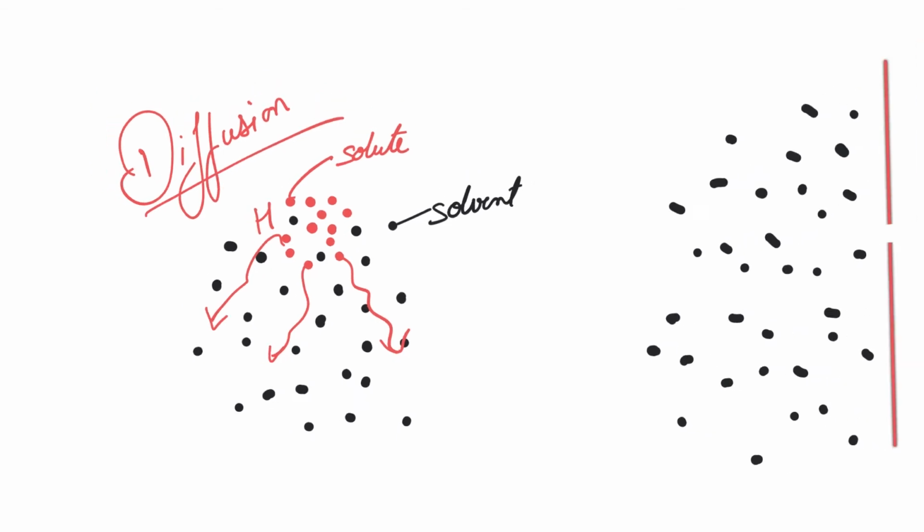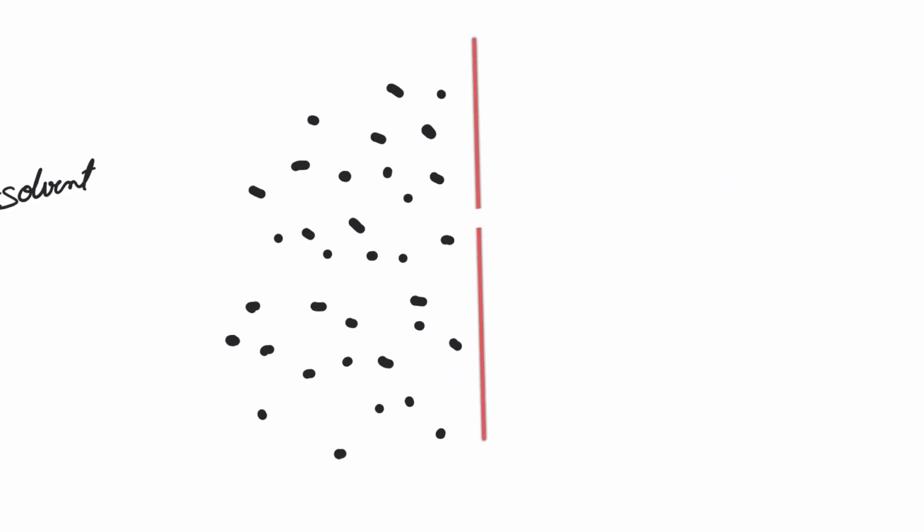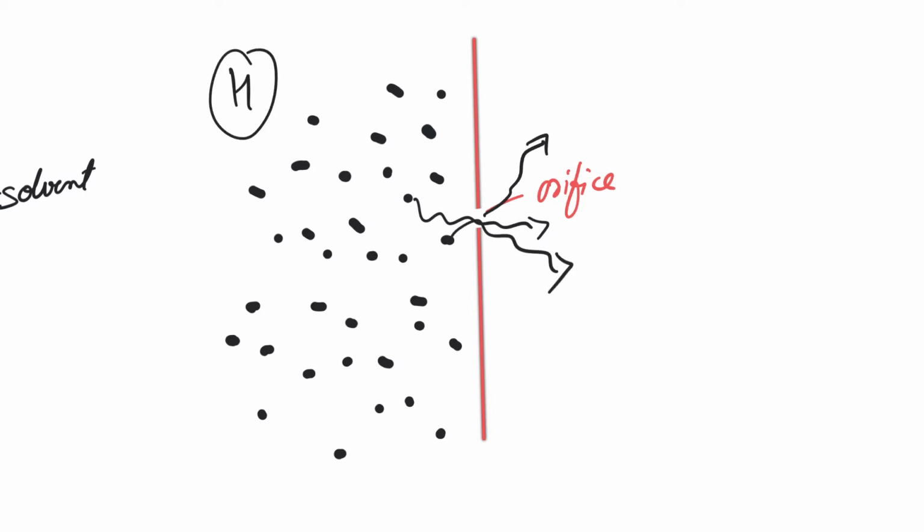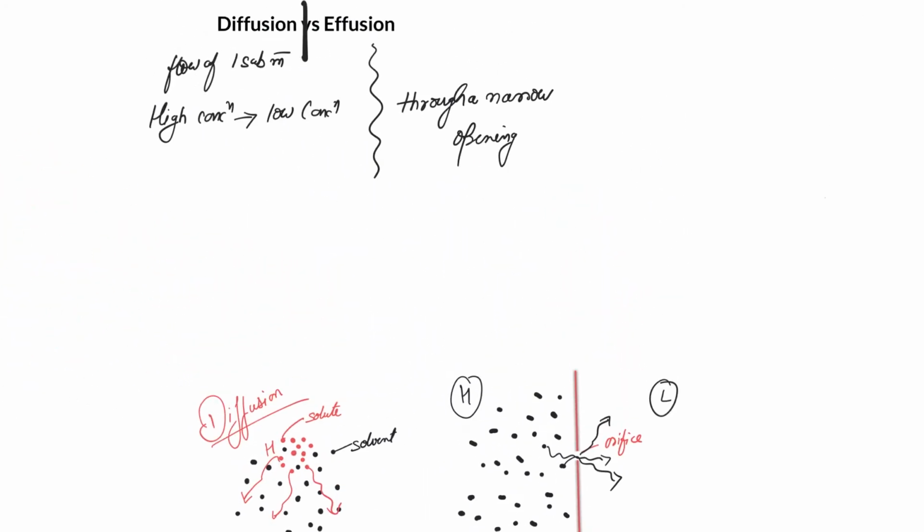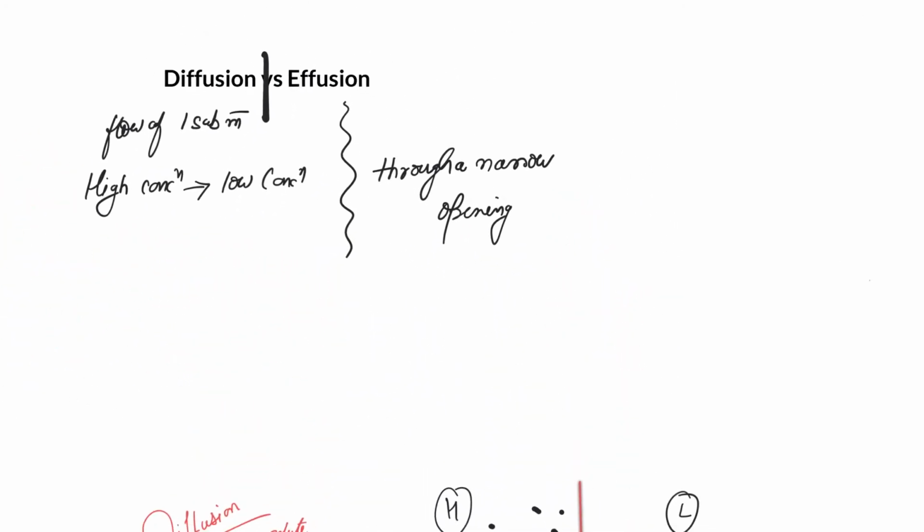Now, effusion is where you have a small opening, a small orifice. So these molecules will try to spread from the high concentration to the low concentration. Now, where does Graham's law come into the picture? That is because Graham's law basically determined what decides the rate of diffusion or effusion of a substance.